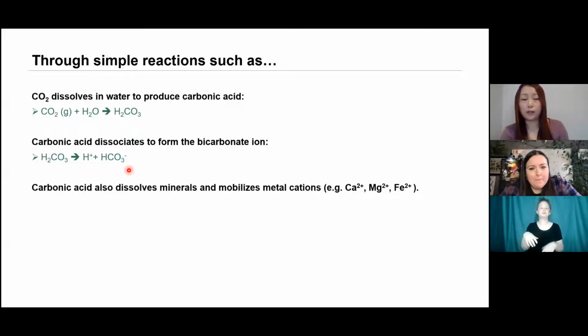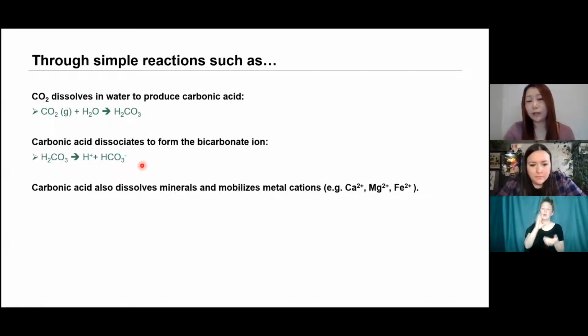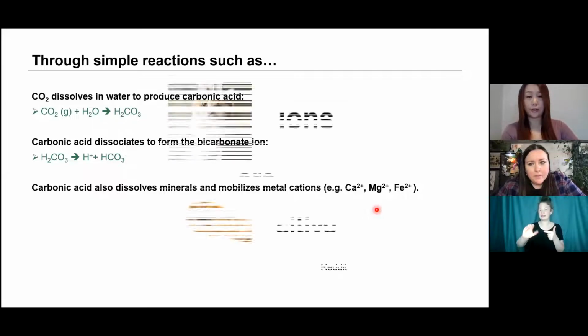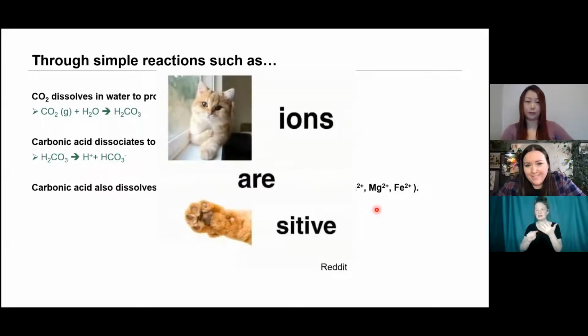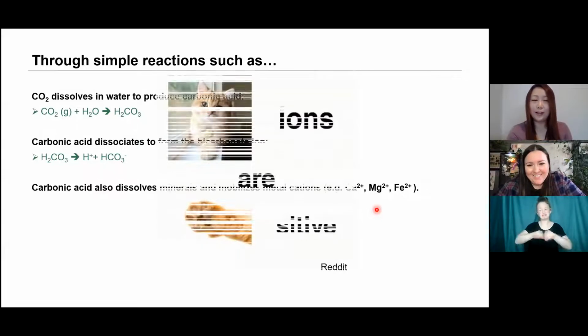At the same time, carbonic acid also likes to dissolve minerals and form metal cations such as calcium, magnesium, and iron. And I like to remind you, although this is a difficult time, there's always something positive in your life at any point. All cations are positive.